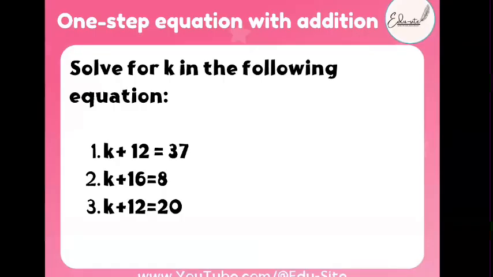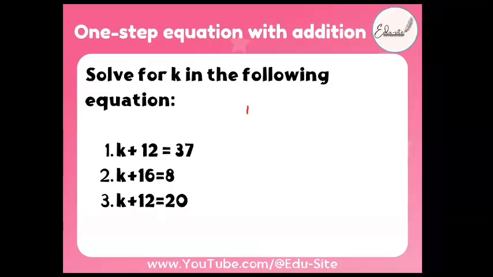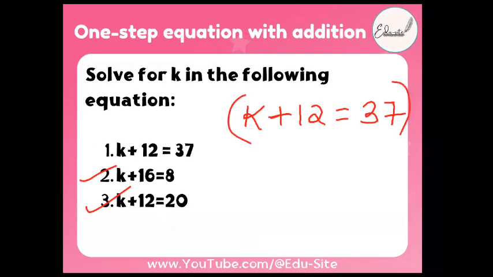Now we'll see one-step equations. Can you please solve this on your screen, beta? k plus 12 is equal to 37. I'll solve this one for you, but the next problems you can solve on the screen. How will you solve this? What is the single step that you'll take to solve this problem? This is a single step algebraic equation.